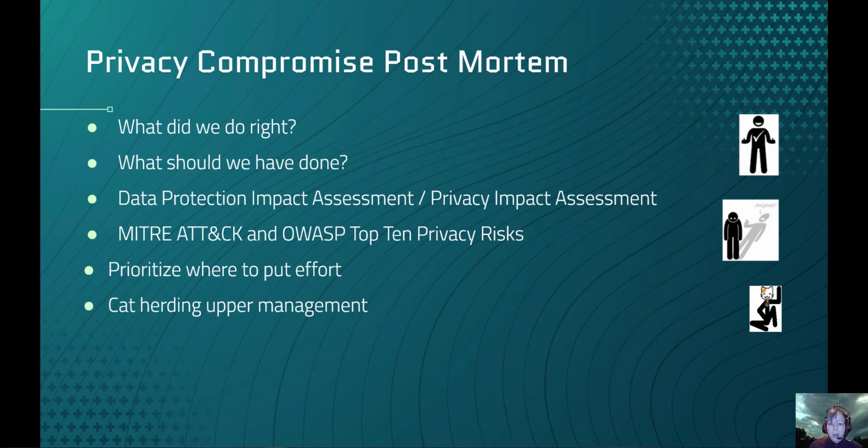After a breach or compromise, you should have a post-mortem. What did we do right? What should we have done that we did not do? Or that we did incorrectly or incompletely? Revise and review your DPIA based on MITRE ATT&CK and OWASP Top 10 Privacy Risks analysis of the compromise you just had. Prioritize where to put your effort. Cat herd upper management for support to make effective change and prevent a recurrence.